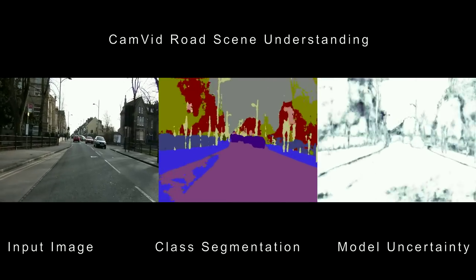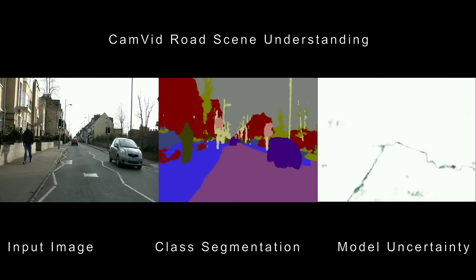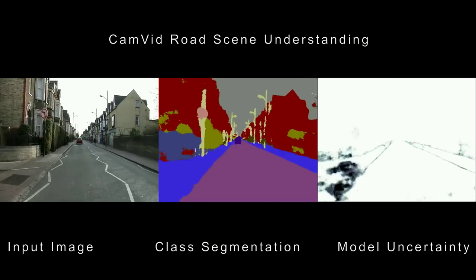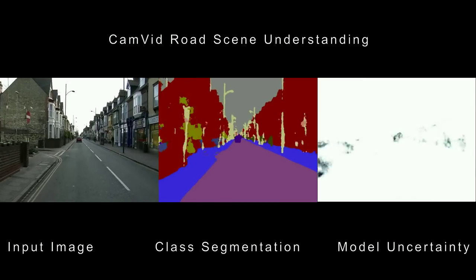We can also view the uncertainty for individual classes. This is the model uncertainty for road, sidewalk, pedestrian, and the car class.